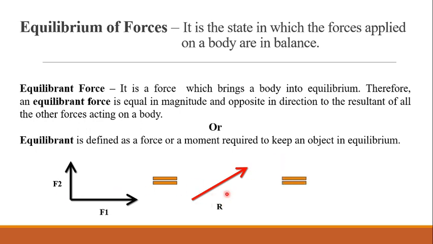Then the equilibrium force will be the force which is not allowing this resultant reaction to happen. That means it is equal and opposite. I have demonstrated here: the resultant of these two forces is this. So what will be an equilibrium force? A force equal and opposite to the resultant force. So this is the equilibrium force. Hence we can say that it is a force which brings the body into equilibrium. And in civil engineering terms, it is defined as a force or a movement required to keep an object in equilibrium.